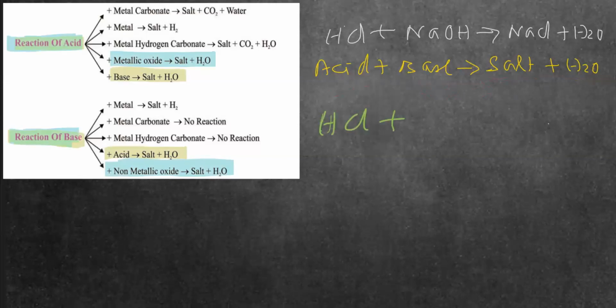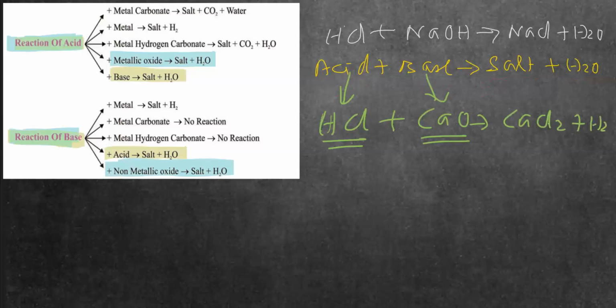it reacts with a metal oxide, which is basic in nature. So let's say I'm reacting it with calcium oxide. As it is basic in nature and this is an acid, considering the neutralization reaction, an acid reacts with a base to give salt and water. The salt here so formed will be calcium chloride, and water, sorry, not hydrogen gas, calcium chloride and water.